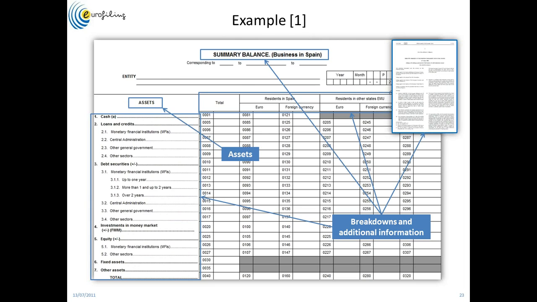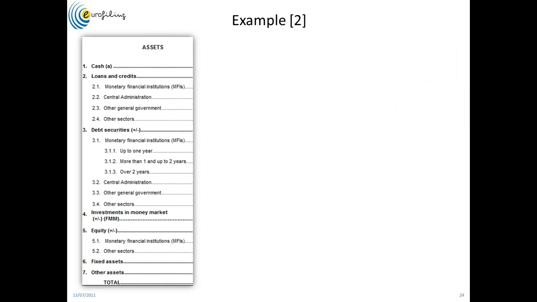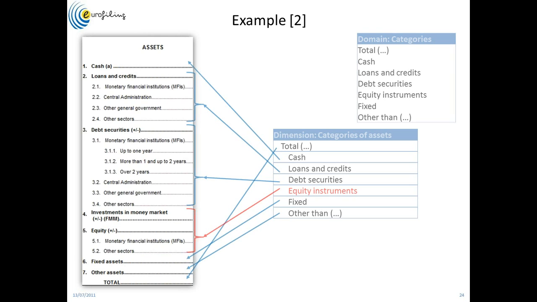So let's analyze these headers of rows, columns, and the documentation. Let's start with headers of rows. The first classification that we can see here is that we have different categories of assets: cash, loans and credits, debt securities, equity instruments, fixed, and other than these. As you can see, under number 4 and 5 in the headers of rows, you have actually different titles.